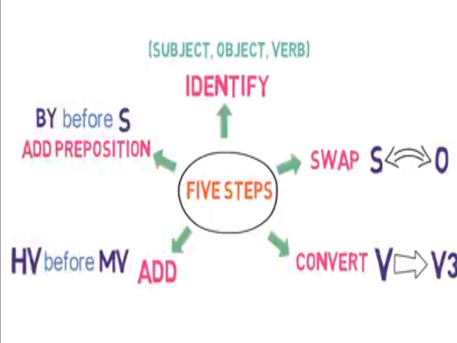The last and the important thing is that we have to add the preposition by before the subject, so that we come to know who is the doer of the action. Sometimes it is omitted also. It is open sentence. But usually we put by before the subject.